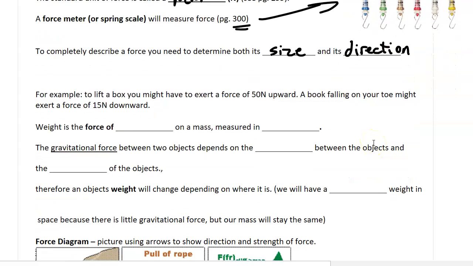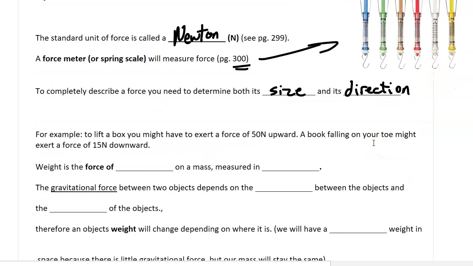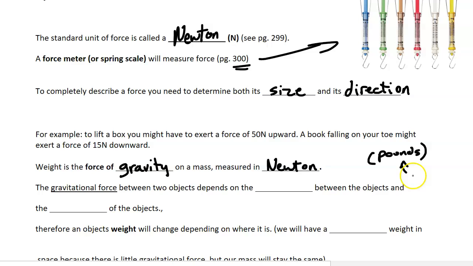A couple of examples of that: to lift a box, you might have to lift with 50 newtons upwards. A book falling on your toe might exert a force of 15 newtons downwards. But either way, weight is simply the force of gravity acting on a mass. And we measure that in newtons in the standard metric system, although in the imperial system, like the U.S. system, we also see things such as pounds.